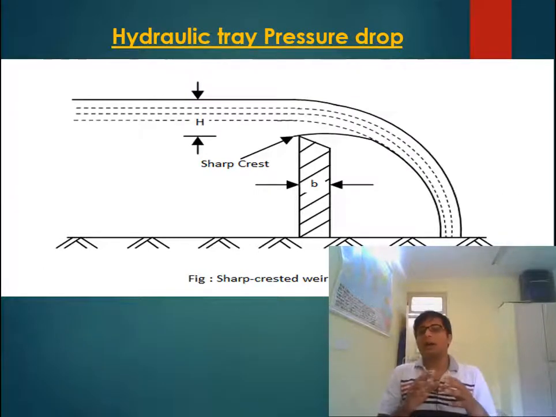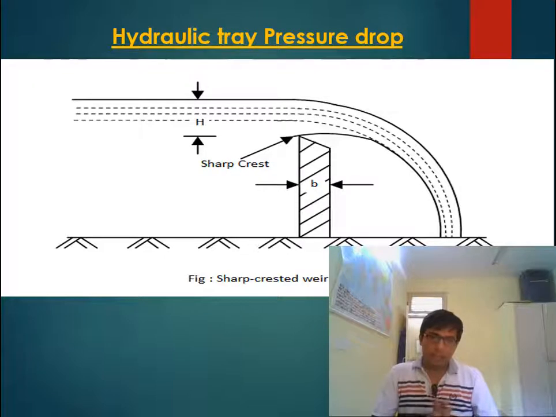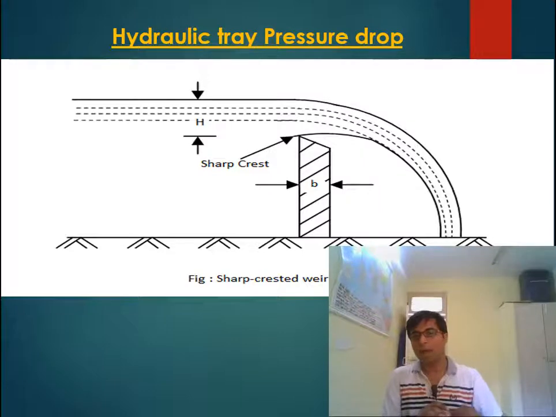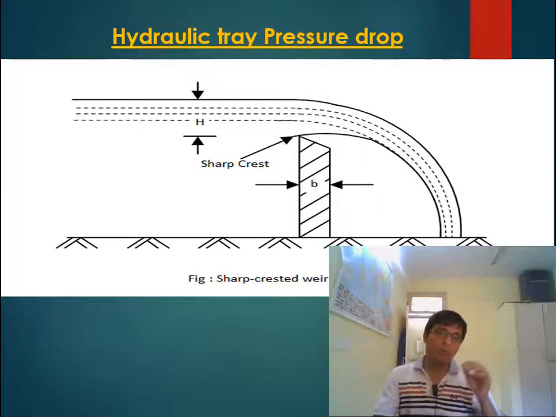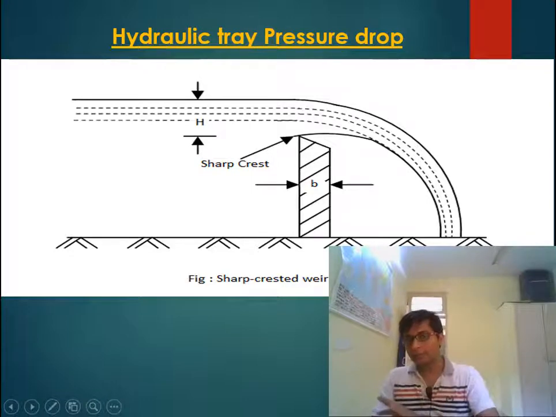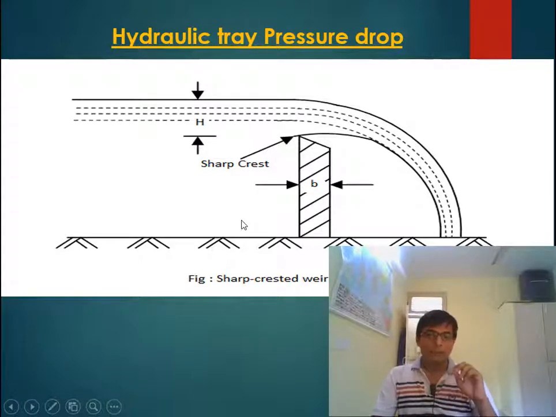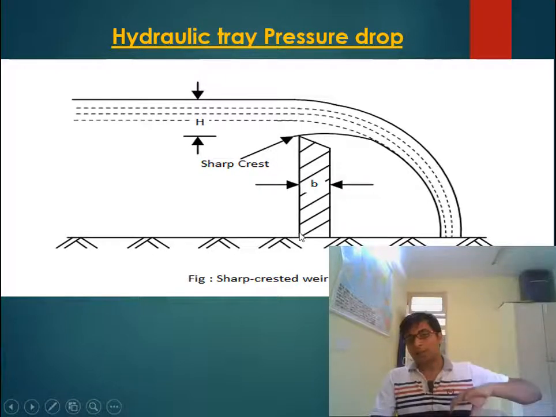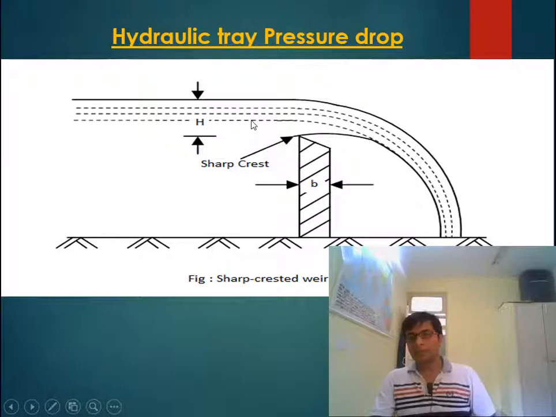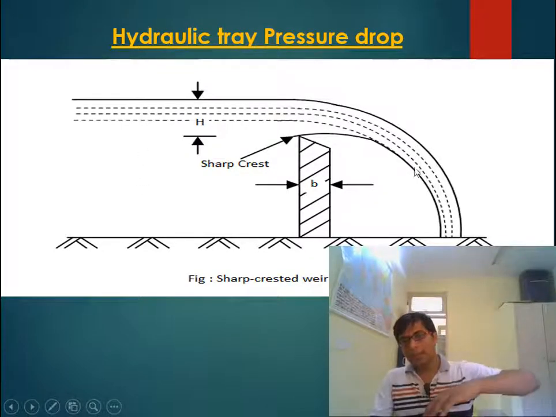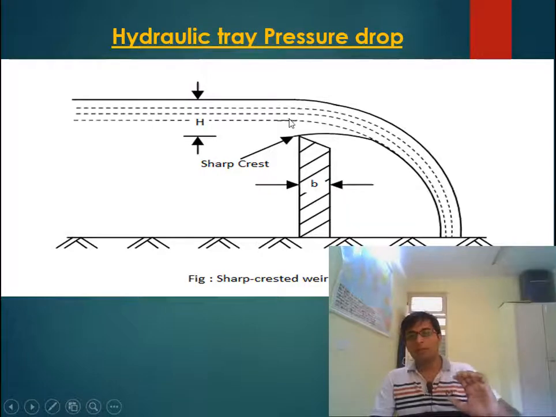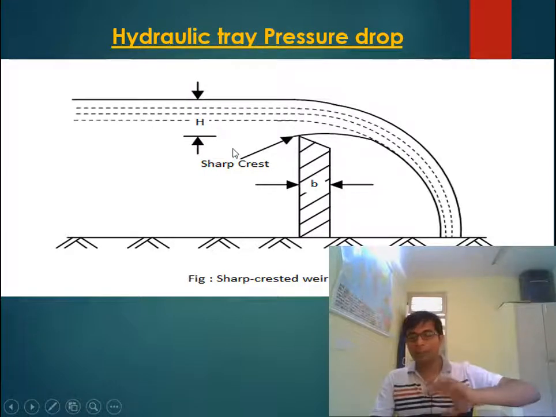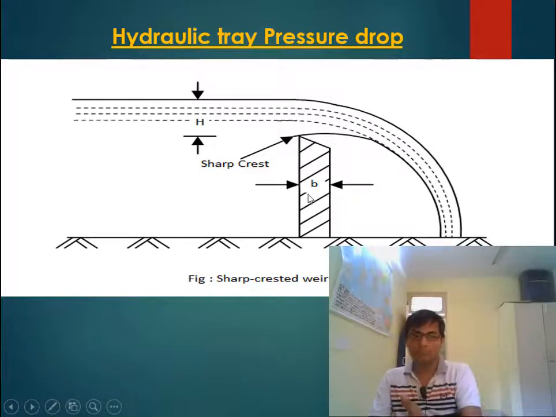Now let us talk about hydraulic tray pressure drop. We have discussed that hydraulic tray pressure drop basically corresponds to the height of liquid on the tray. So we have to figure out what the height of liquid on the tray will be. Basically the height of the liquid on the tray will be weir height plus crest height. I mean the liquid is flowing over the weir and it will form a crest. So if I want to figure out the height of liquid on a tray, then basically we have to figure out the crest height, because weir height we already know.